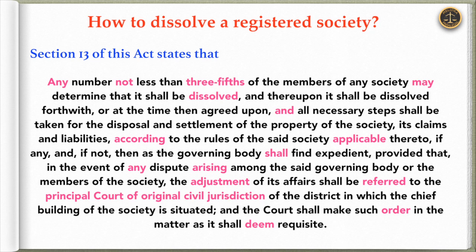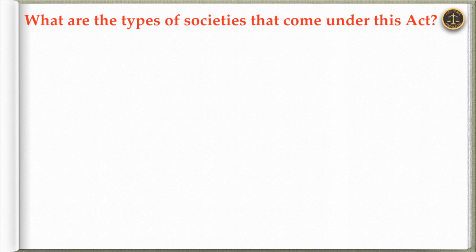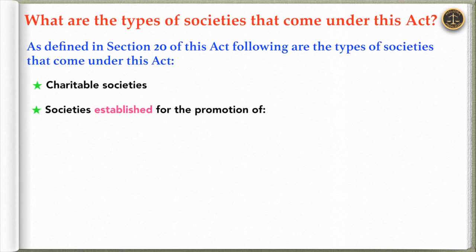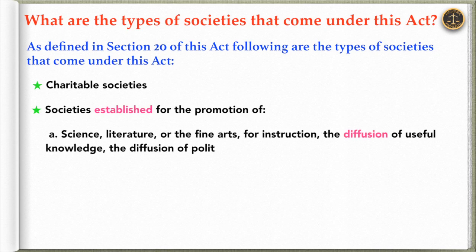Now, the question is, what are the types of societies that come under this Act? As defined in Section 20 of this Act, following are the types of societies that come under this Act: charitable societies, societies established for the promotion of science, literature, or the fine arts, for instruction, the diffusion of useful knowledge, the diffusion of political education.